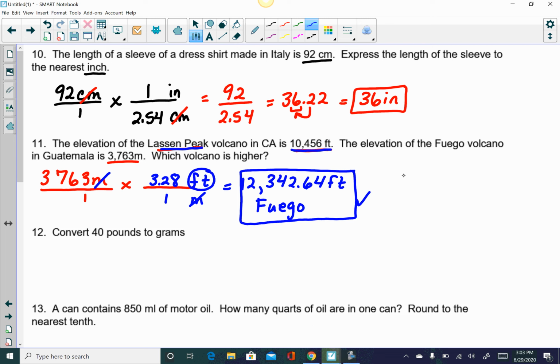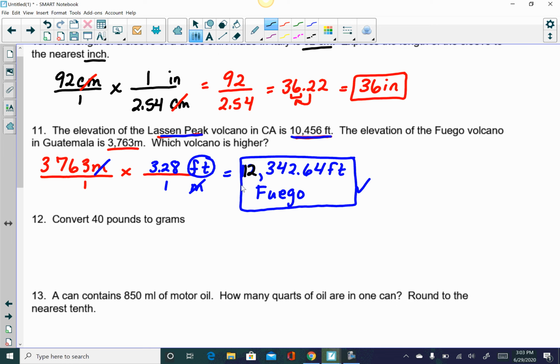But again, you only need to convert one of them. On the solution key, I converted the feet, the Lassen Peak, into meters, and he went that way for you so you could see it, okay? And that kind of got chopped off there. That's a 12,000, okay. All right, so let's move on down.